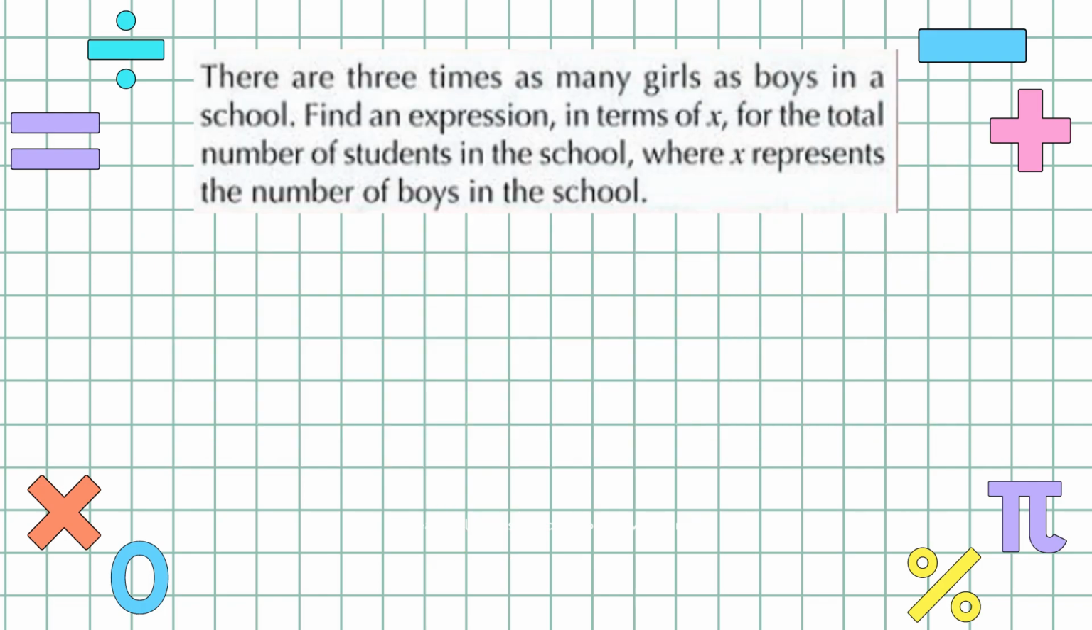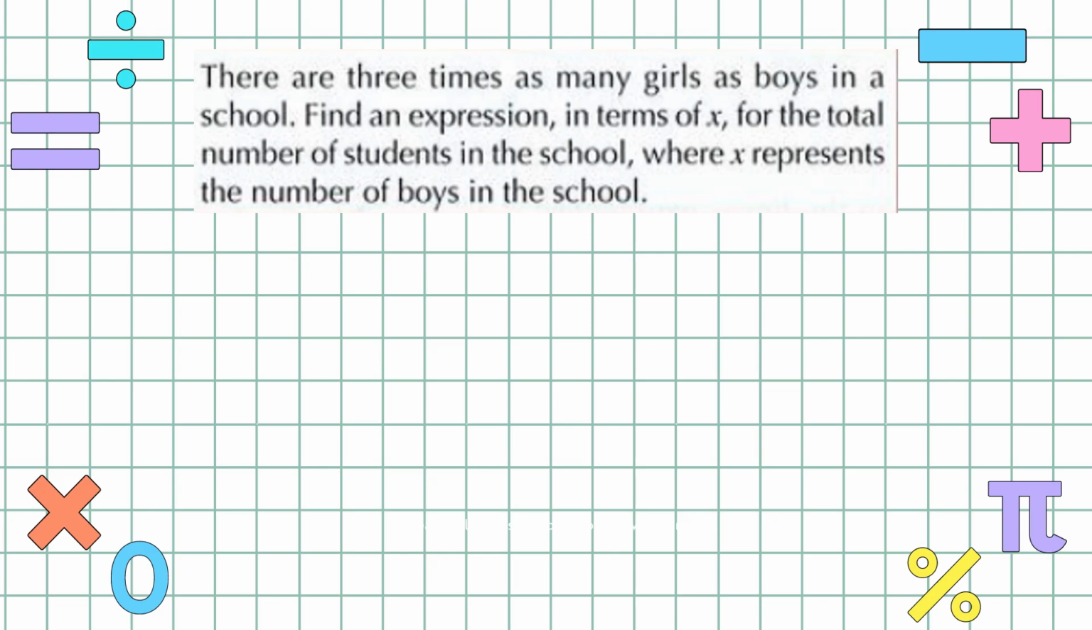For our next set of examples, let's try to put it into context. Like there's really a problem to solve, but all we need to do here is to represent the subjects involved in the problem. Let's say here, we are talking about the number of girls and boys. There are 3 times as many girls as boys in a school. Find an expression in terms of x for the total number of students in the school, where x represents the number of boys in the school.